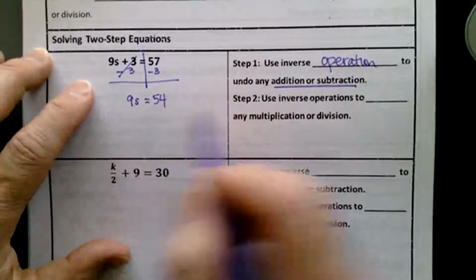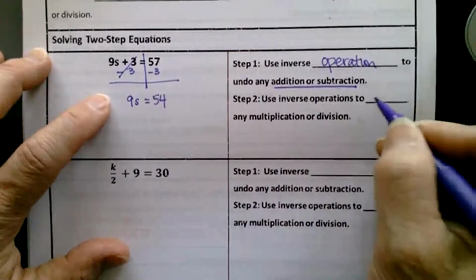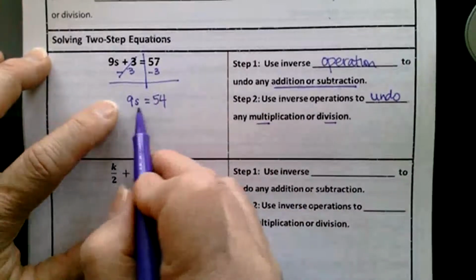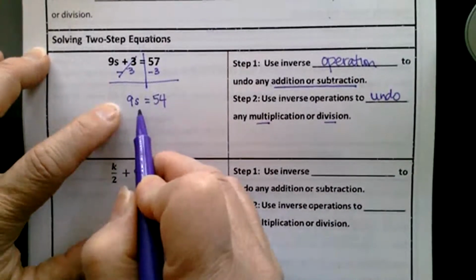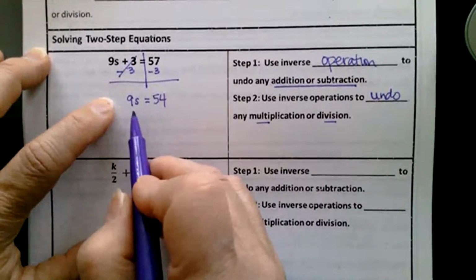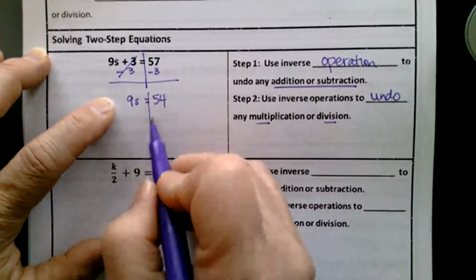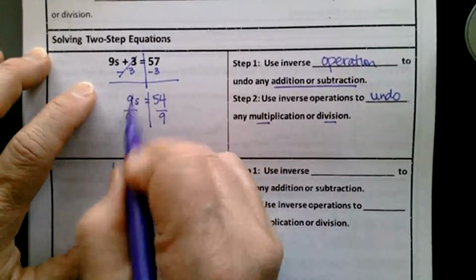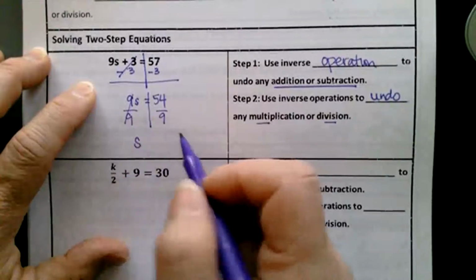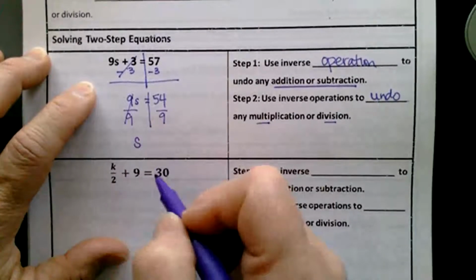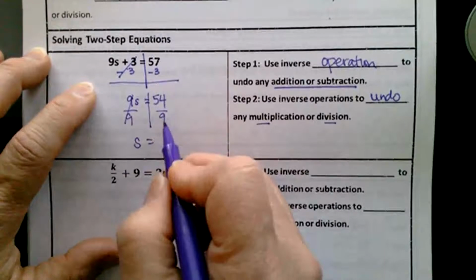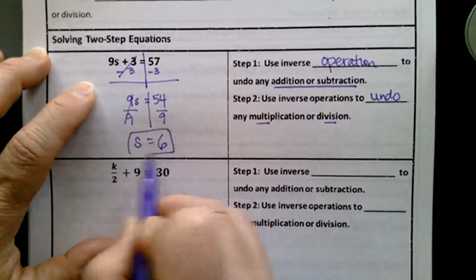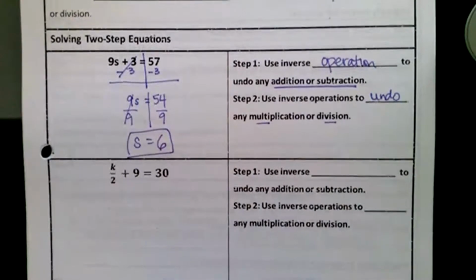Now I'm going to use inverse operations to undo any multiplication or division. Right now, s is being multiplied times 9. So to undo multiplication, I'm going to divide. Remember, I have to do it to both sides. So divide by 9, divide by 9. Those 9's will cancel because 9 divided by 9 is 1. So I get 1s equals 54 divided by 9, which is 6. So the solution is that s equals 6.